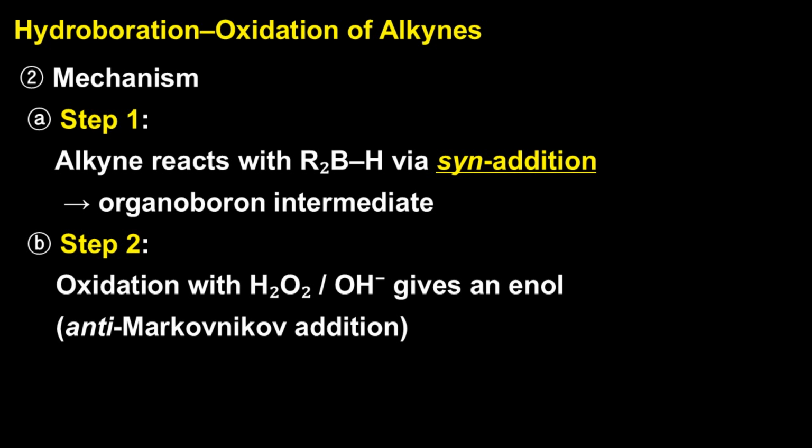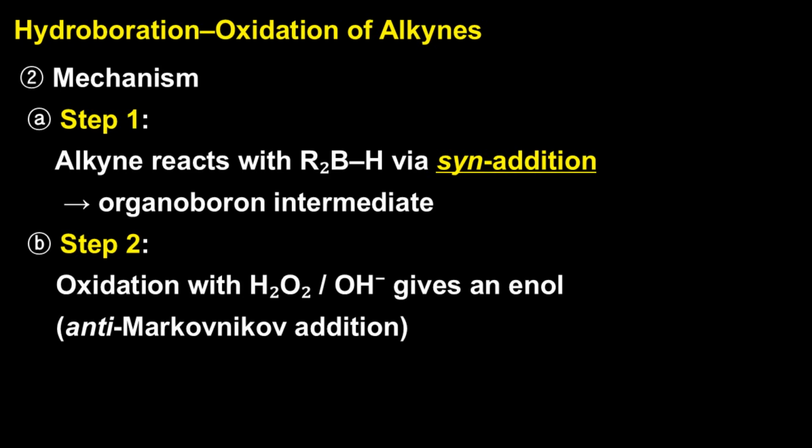Now let's break down how this reaction actually works, step by step. In step 1, the terminal alkyne reacts with an organoboron reagent. This addition happens in a syn fashion, meaning the boron and the hydrogen both add to the same side of the triple bond. As a result, we end up with a boron-containing intermediate, and that sets the stage for the next part of the reaction.